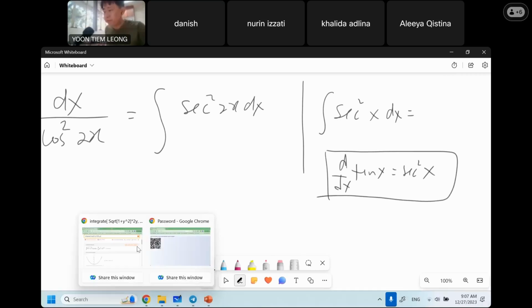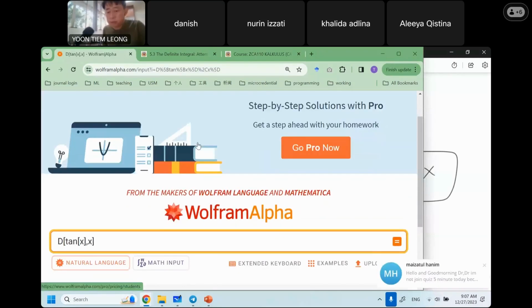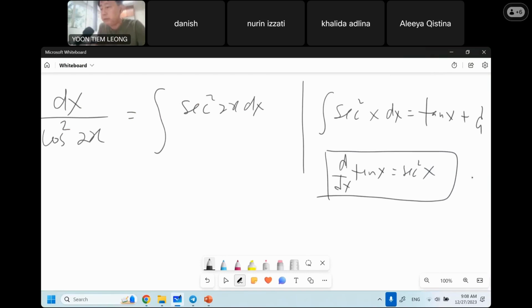You can always ask Mathematica or check your integral table. So d dx of tangent x is secant squared x. So this is true. Therefore, the integration of secant squared x is just tangent x plus a constant.